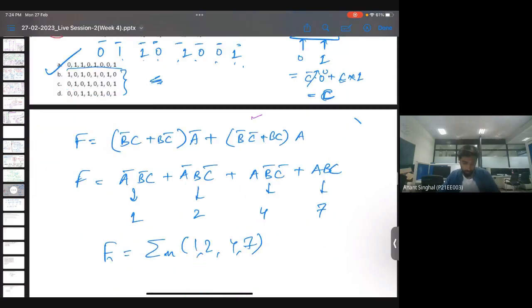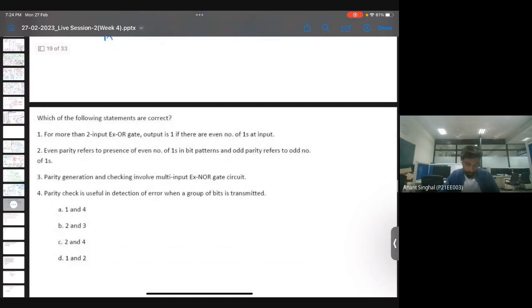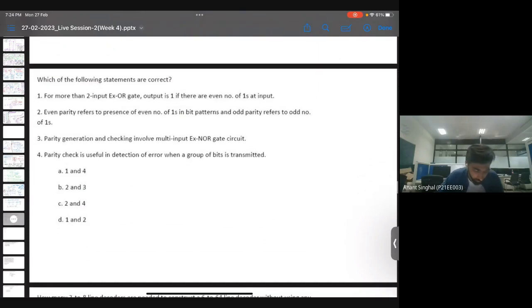I'll proceed in 2 minutes. A few questions on parity are there. You can do them side by side if you want. I'll proceed in 2 minutes.